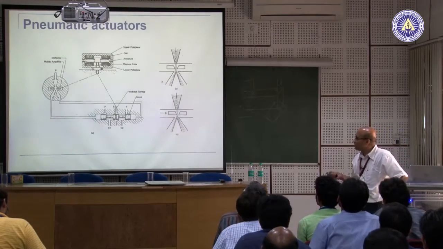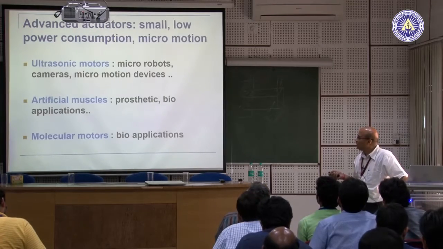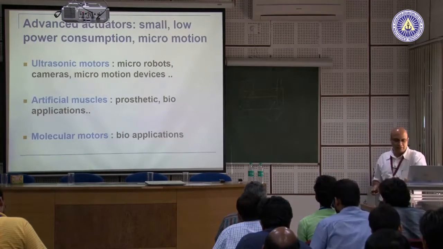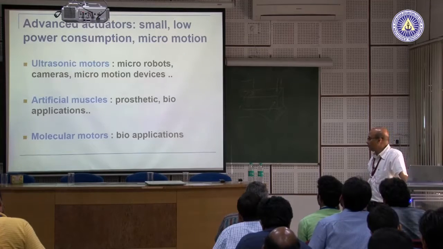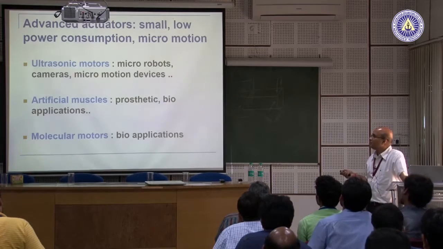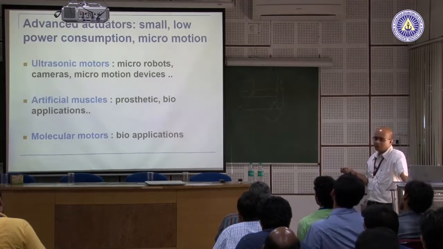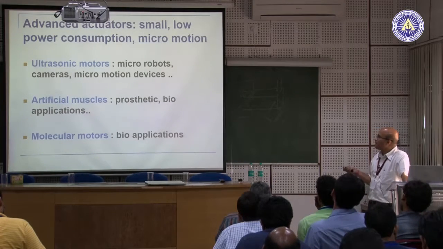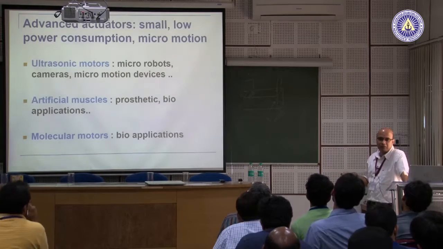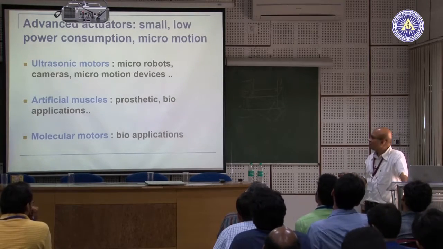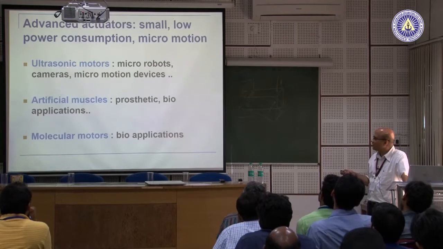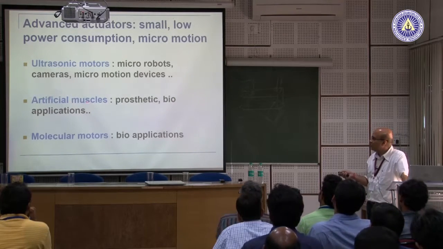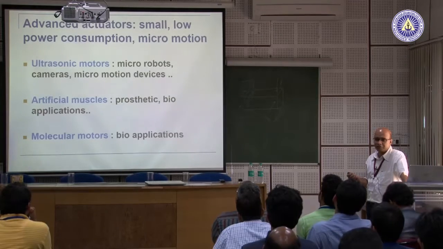So, pneumatic actuators are piston cylinders, which is very, very well known. So, I will just jump it and go to the last few slides. In case of what we talked about, the size effect, if you are trying to make actuators which are very small, then we cannot use a DC motor because you can't make it small, after some time it will not work. Then we need to look at other devices, and these other devices are ultrasonic motors, artificial muscles, molecular motors.